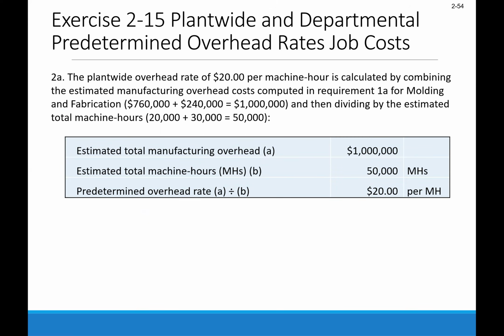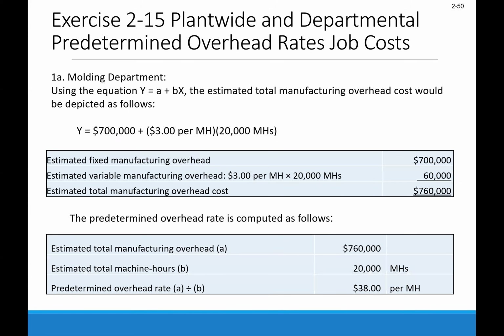The total estimated manufacturing overhead would be $760,000 for molding, $240,000 for fabrication, or $1 million. And if we divide that by the estimated total machine hours of 50,000 machine hours, we come up with $20 would be the predetermined overhead rate per machine hour.